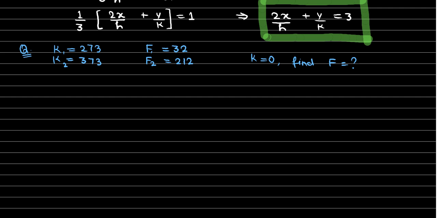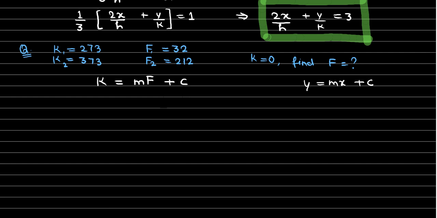We know that according to the slope-intercept form, it is given by y is equals to mx plus c. But this time, in place of y, I will use k is equals to m times Fahrenheit plus c, where m is going to be the slope and c is the point where it cuts the x-axis, right? Sorry, y-axis. This is the y-intercept. My bad.